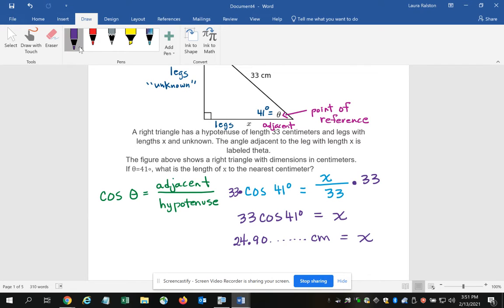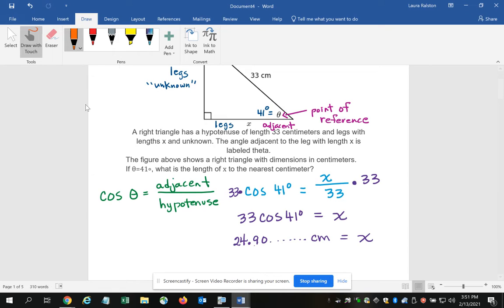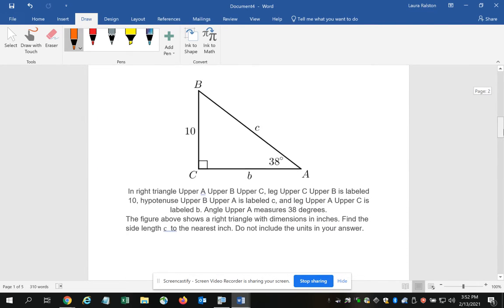When you round 24.9 to the nearest whole, the 9 is going to bump the 4. So my final answer should be 25 centimeters. Now, I don't think you have to enter centimeters in your answer in Newton, but to stress that you're finding the length of a side, I indicated that it is in centimeters. All right, let's move on to the next example.